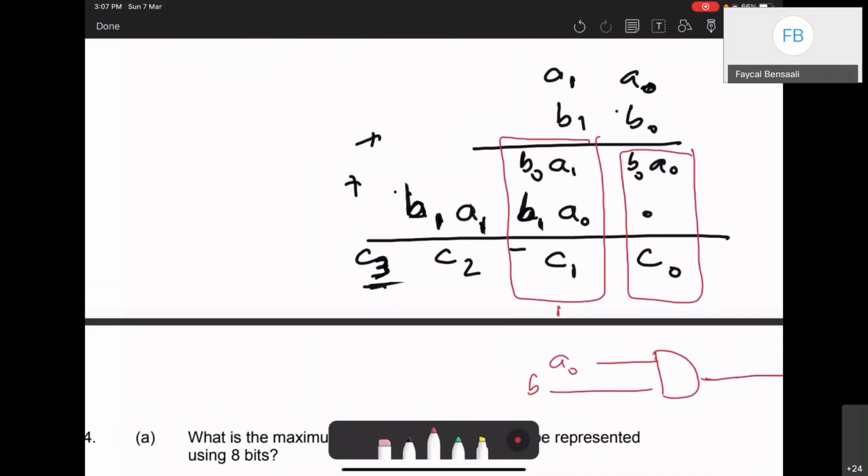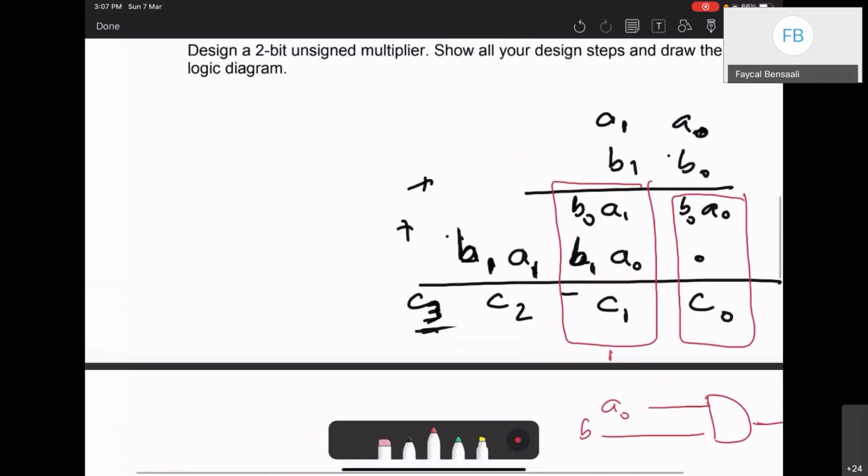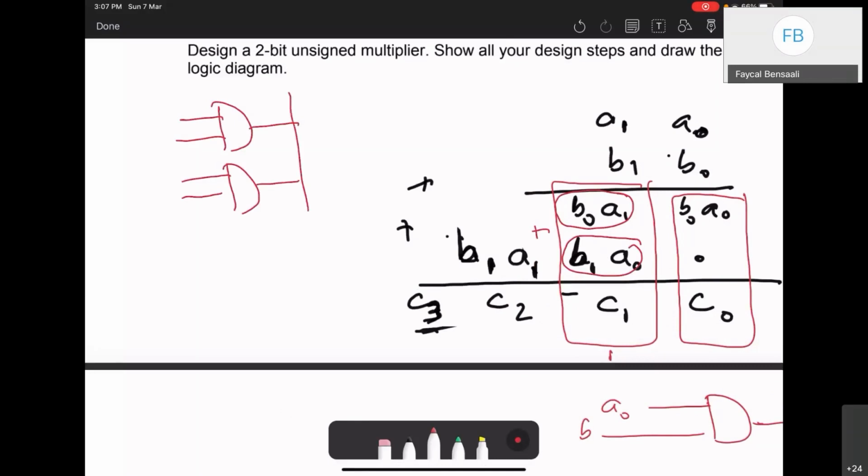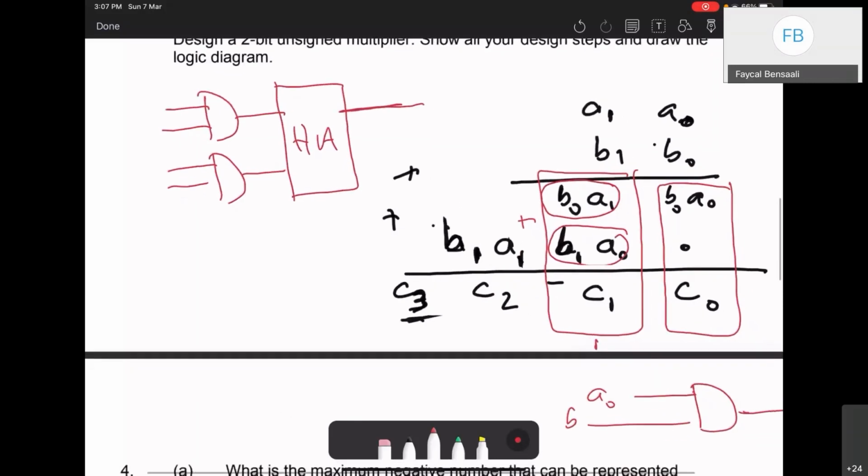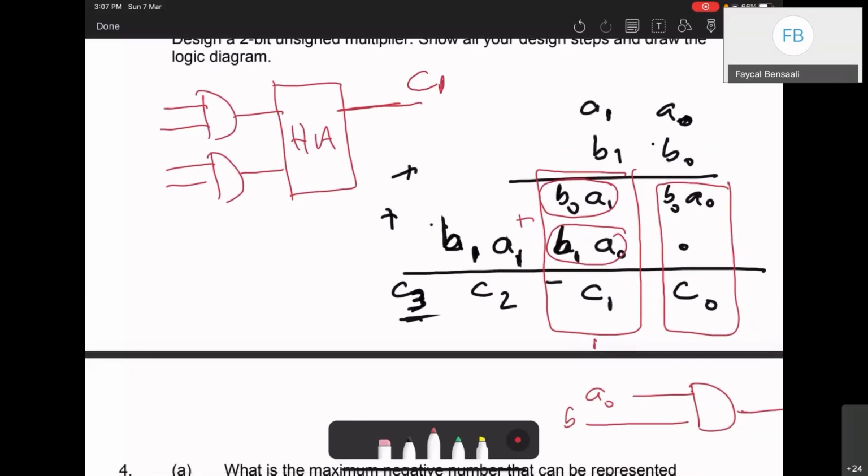So it's not just a half adder, right? The AND gates. So I need two AND gates, one AND gate here, one AND gate here, and then I need to do the addition, and then a half adder. So it will be something like that. Another AND gate, and then this will go to a half adder, and then the half adder will give me C1, the next bit of the answer, and then this will give me the carry which goes to the next one.